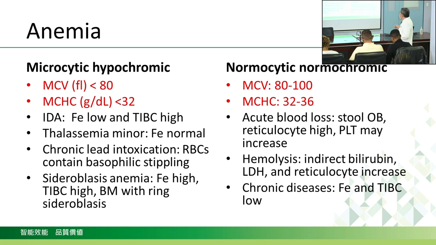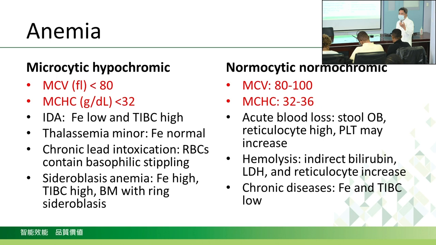Hemolysis, acute or chronic. Hemolysis is also normochromic, normocytic. In hemolysis, you can see indirect bilirubin high, LDH high, reticulocyte count increased, with predominant indirect, unconjugated bilirubin.